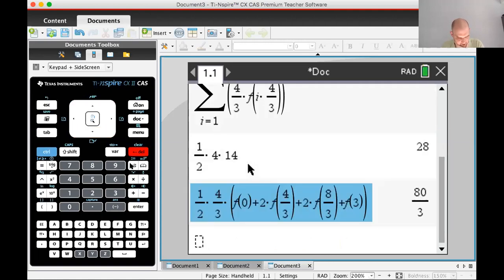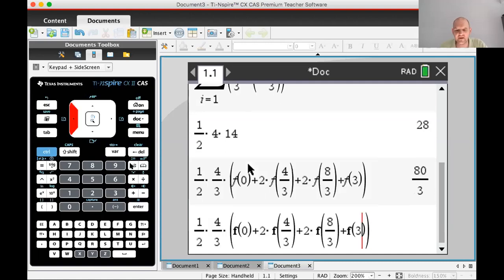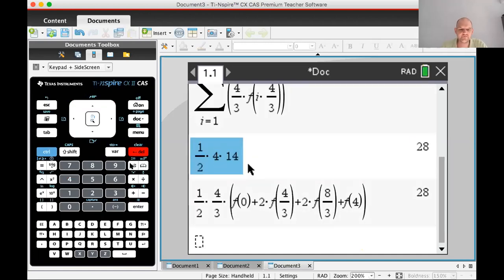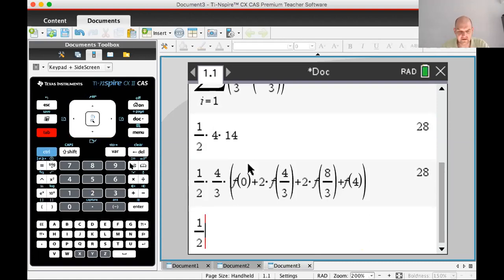1/2, 4/3. f of 0. 2 of those. 2 of those. 1 of the f of 4. Come on now. Okay. Disaster averted. So we got 28. We're going to get 28 for the next one. I'm going to type it in, but it's going to happen. So here we go. Let's get it again in a weirder way. Let's try to get it right this time. Not that you got it wrong, but we're all in this together, right?